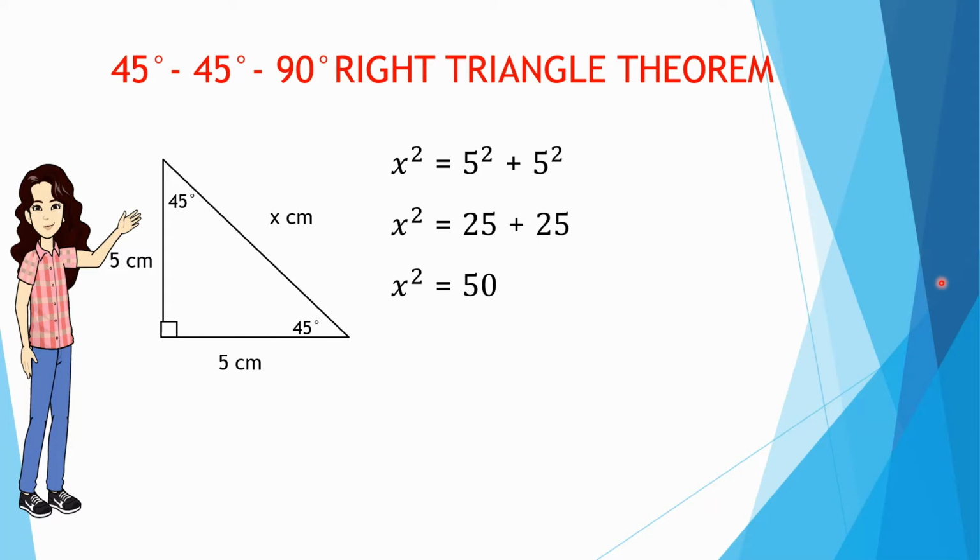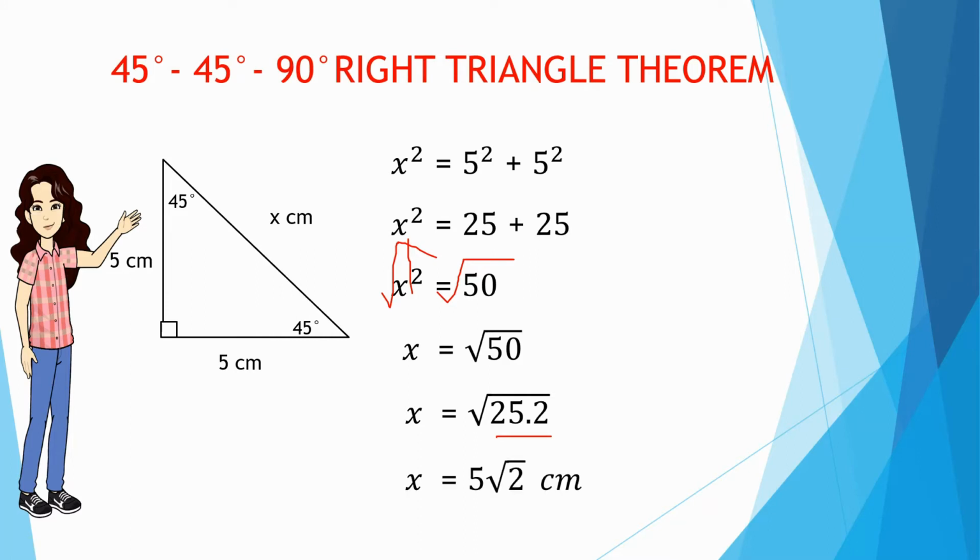After that, we are going to extract square roots on both sides. When we have a square root here, you need to cancel this. So it becomes x is equal to the square root of 50. Then the square root of 50 has no perfect square, so we need to get the factors. The factors are 25 times 2. So 25 is a perfect square. What is the square root of 25? The square root of 25 is 5. So the answer is x is equal to 5 square root of 2 centimeters.